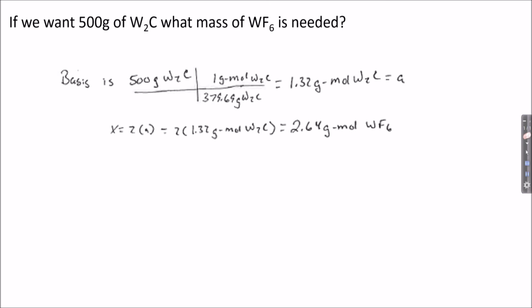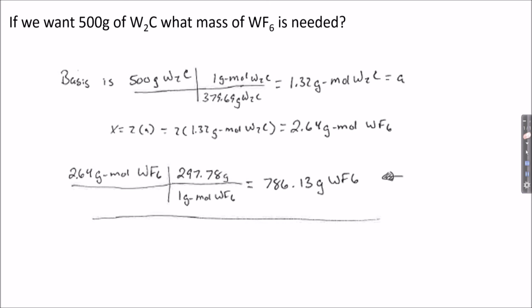Got to pay attention though. The question asks what mass of tungsten hexafluoride is needed. Well, that's very simple. We're excellent at this by now in this class. We know that 2.64 gram moles of tungsten hexafluoride, based on the molecular weight of 297.78 grams per 1 gram mole of tungsten hexafluoride, equals 786.13 grams of tungsten hexafluoride. So we've answered the question. We now know what mass of tungsten hexafluoride is needed.